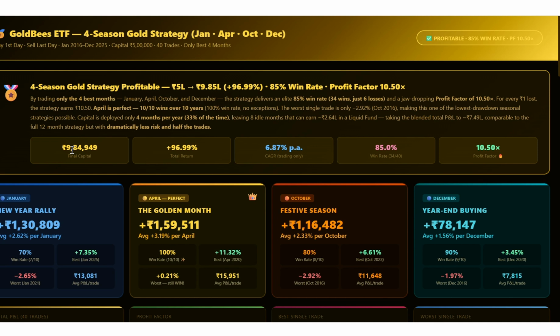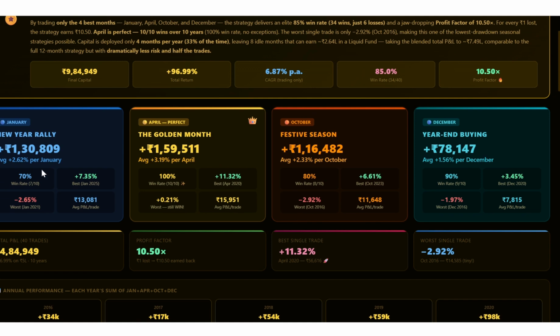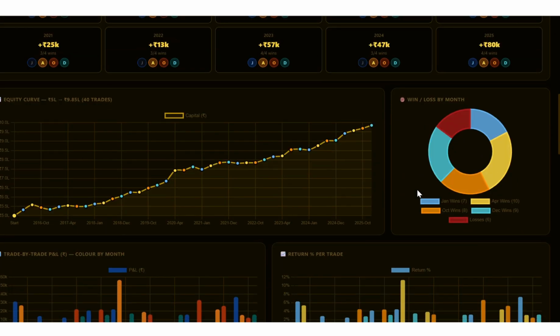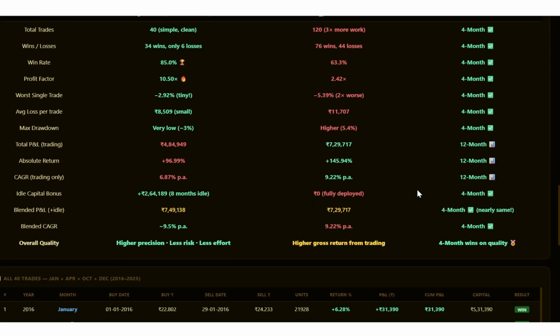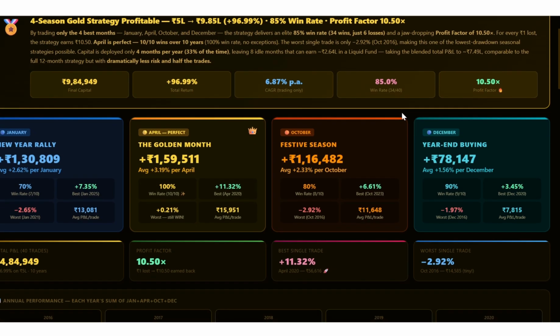Now you can see that out of the 7.29 lakhs profit, 4.84 lakhs profit comes from these 4 months only. The reasons are: January is the New Year rally, April is the golden month, October is the festive season, and December is the year end bid. And we can see the capital is more preserved, and it's more profitable as compared to the previous one, because this strategy has an 85% winning rate, right?